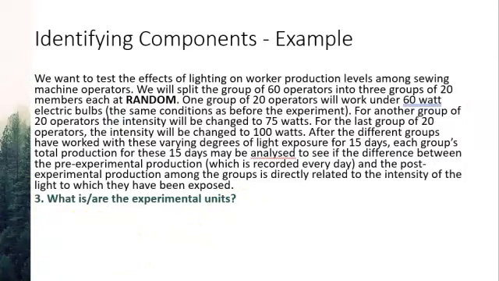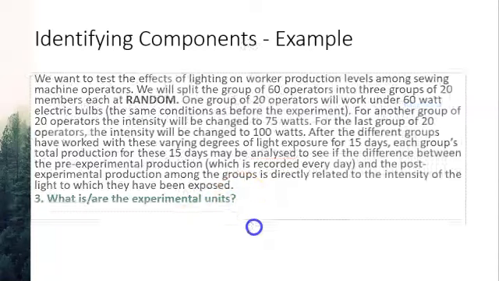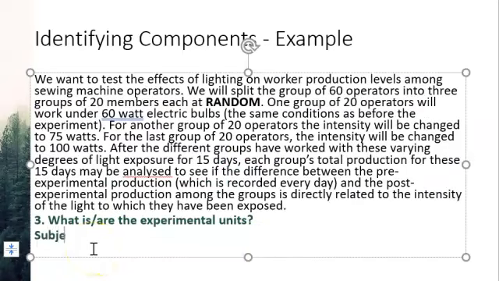Next, what is or are the experimental units? In this case, you need to look at who or what the lighting is being manipulated for. In this case, we're talking about the production of people operating sewing machines and if the lighting affects them. When studying people, we call the experimental units the subjects. So the answer to this one is that the subjects are sewing machine operators. We are influencing the lighting for sewing machine operators.